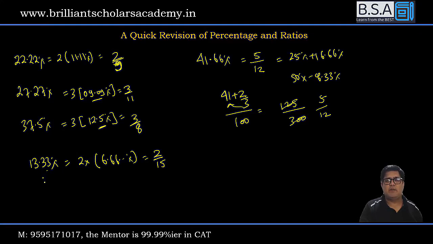I could have written this, observe, I could have written this: 13 plus 1 by 3 percentage upon 100. This goes 39 plus 1, 40 upon 300. 20 into 2, 20 into 50. Many ways to achieve this.